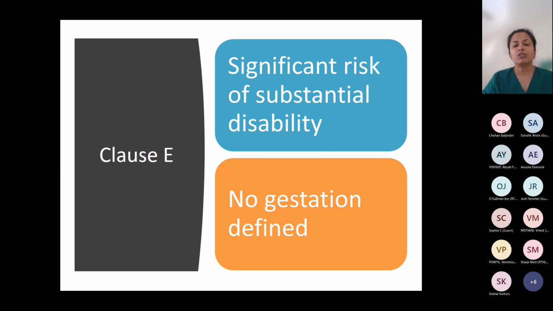Termination of pregnancy for medical reasons comes under clause E, which does not define things very clearly and leaves it open to the clinician's discretion, really, saying there must be a significant risk of substantial disability. If that is the case, then a couple can be offered a termination of pregnancy.